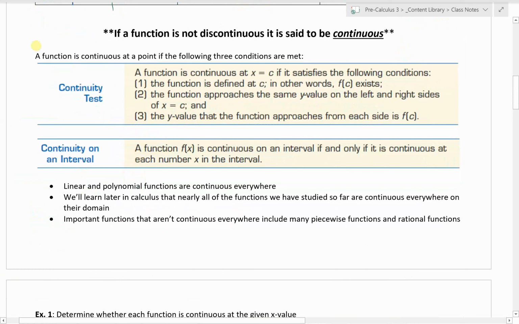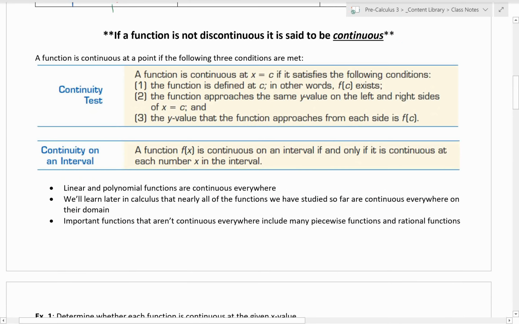And in order for that to happen, three things need to be true. So here's the big thing, the continuity test for a function at a given point c. A function is continuous at x equals c if it satisfies the following conditions. The function is defined at c. In other words, there is some function value that exists. So f of c exists, the function exists.